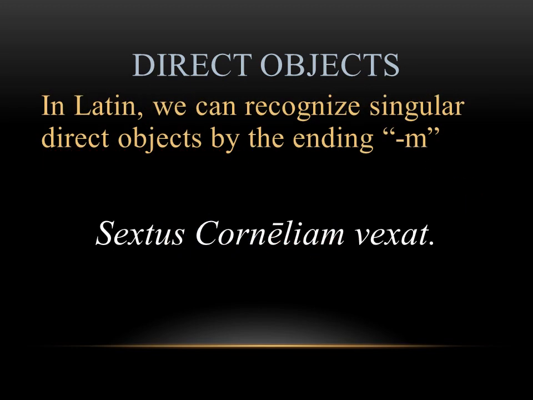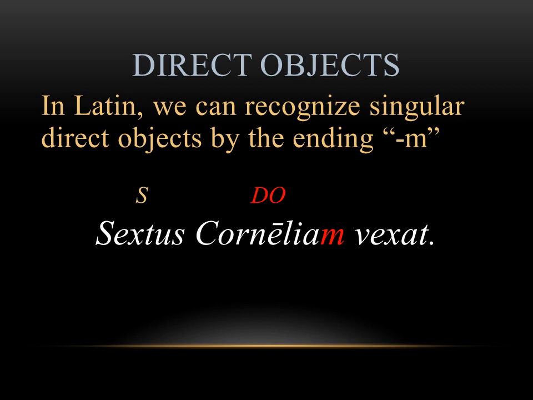And in Latin, we can really easily recognize direct objects when they're singular by looking for the ending M. So in this case, we have Sextus Corneliam vexat, and we can see that Corneliam ends in an M, which is a new ending for us. Usually we've seen it with an A. This is telling us that Cornelia is the direct object of this sentence. Cornelia is the person being annoyed, receiving the action.